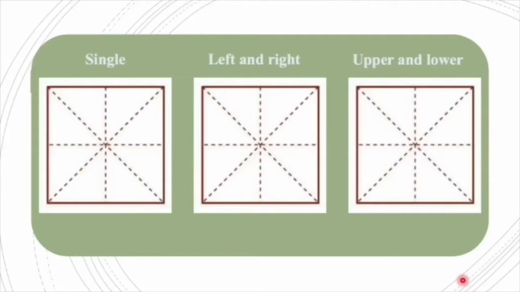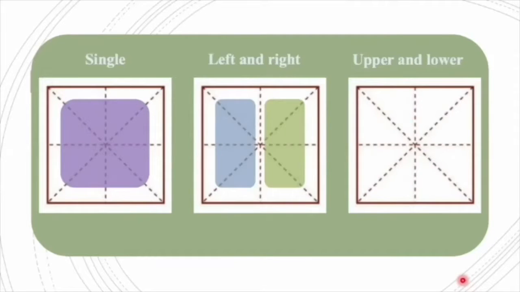As we've learned before, all Chinese characters can be put into a box or a square. So, if we want to make our handwriting neater, we need to pay attention to the structures of different characters.